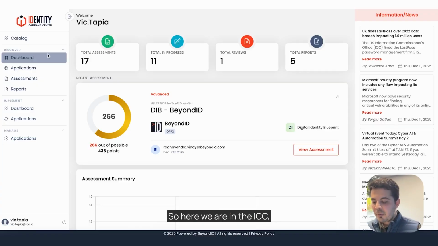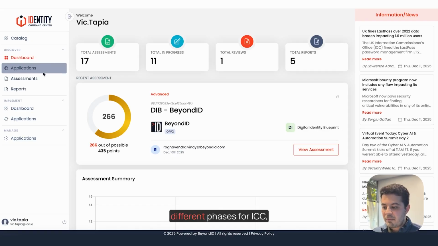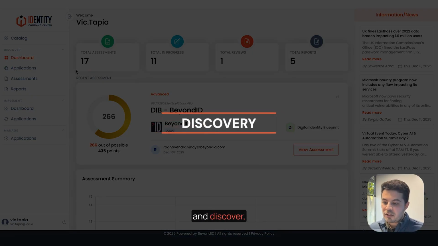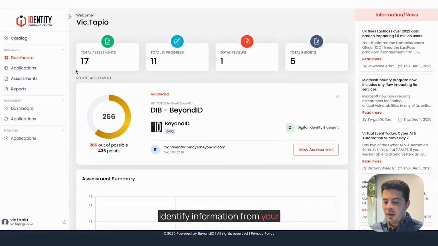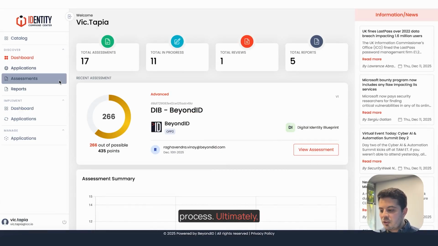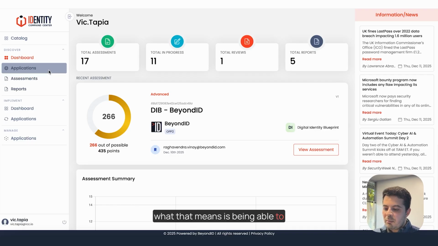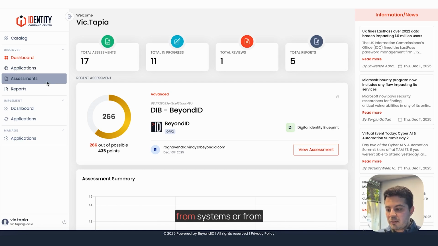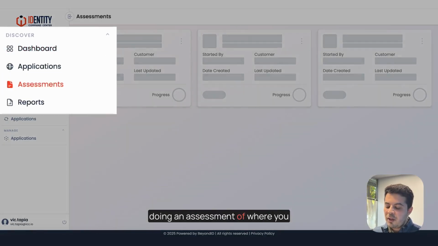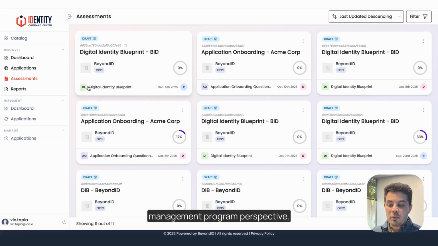All right, so here we are in the ICC dashboard page. We can see we've got 3 different phases for ICC. And initially, we start with discovery. We want to understand and discover, identify information from your identity platforms and your identity stack, right? So we start with our discover process. Ultimately, what that means is being able to consume information or obtain information either directly from systems or from stakeholders in your organization. So as an example, let's take a look at doing an assessment of where you are from an identity and access management program perspective.